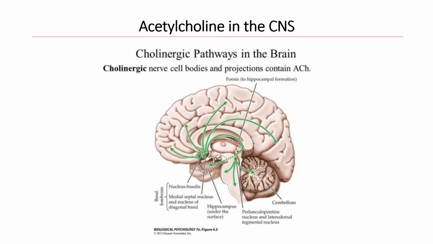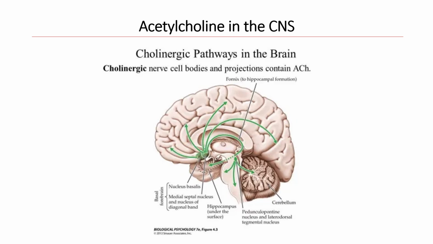Let us first start with the role of acetylcholine in the central nervous system. Acetylcholine was actually the first neurotransmitter discovered and is named for the two substances used to synthesize it, which is the nutrient choline and the enzyme acetylcoenzyme A. Neurons that contain acetylcholine are called cholinergic neurons, and there are several clusters of cholinergic neurons throughout the brain.